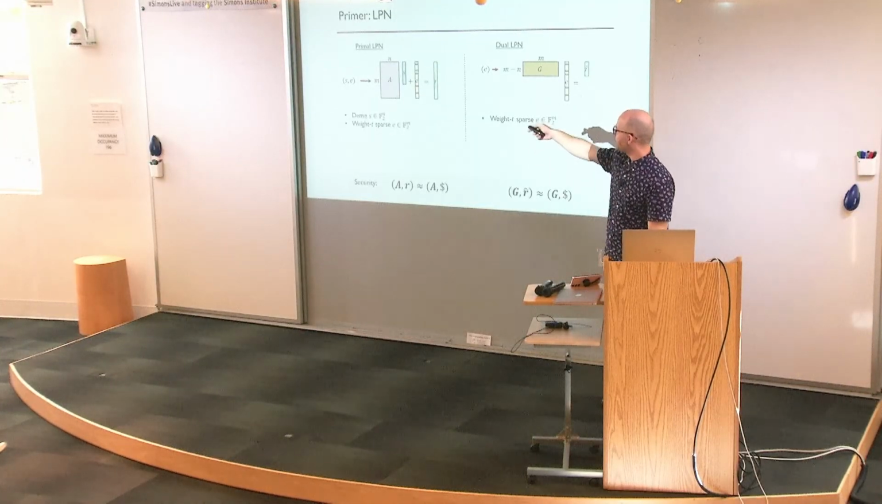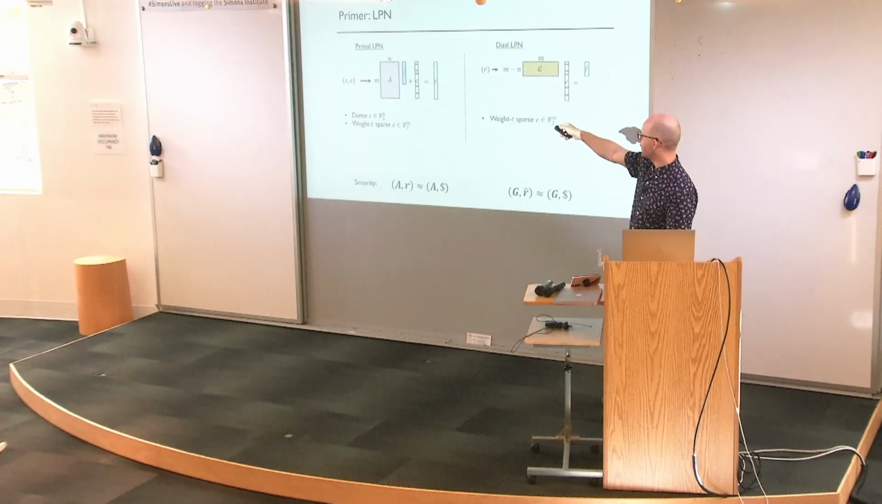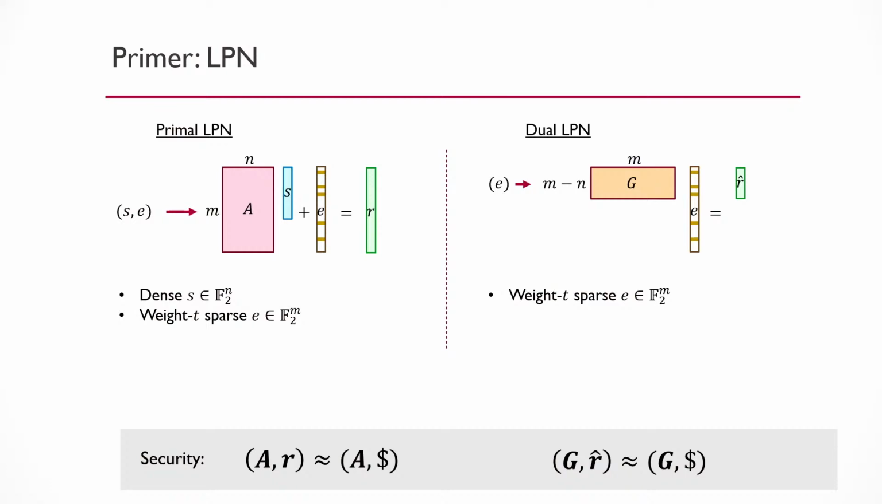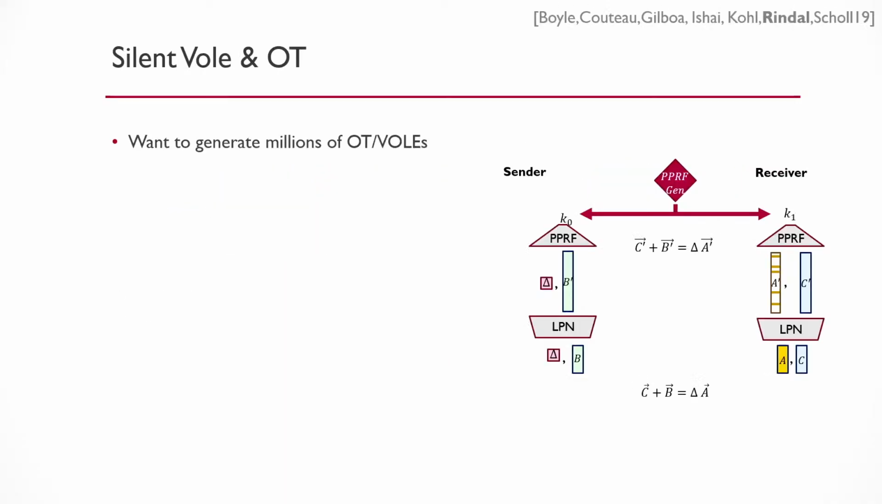Okay, so maybe people are familiar with LPN. It looks like on the left, but we're using this other version called dual LPN or syndrome decoding, where you can get rid of the S vector, and so we're just compressing. It's a cool homework problem to find the equivalence between these two and go back and forth, but they are the same problem.